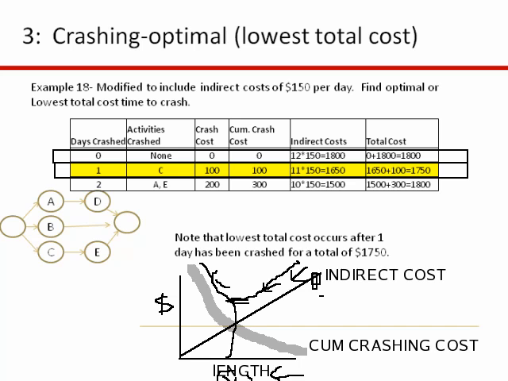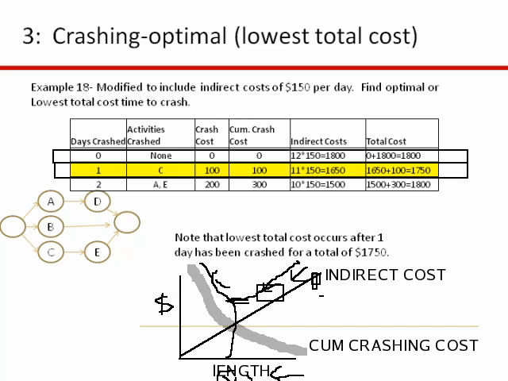Our cumulative cost with crashes is $100. So we spent $100, but we've saved $150 because notice the indirect costs now are 11 times 150, or $1,650. So our total cost has gone down by $50. It was $1,800 when we didn't crash, and now it's down to $1,750. So again, we're coming down this total cost curve, and what we do is we just keep going until we find a minimum.